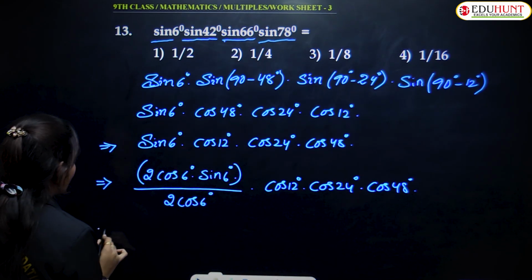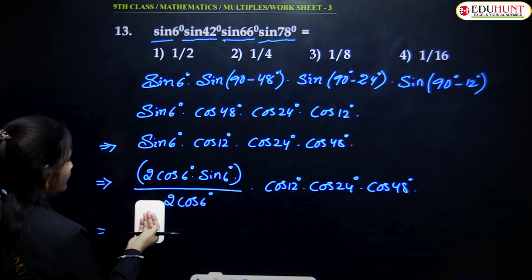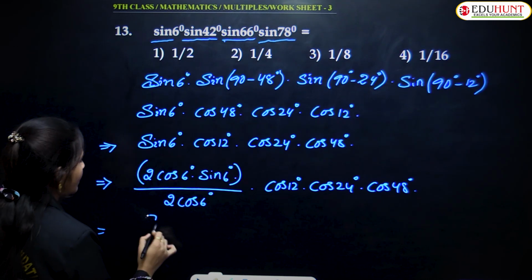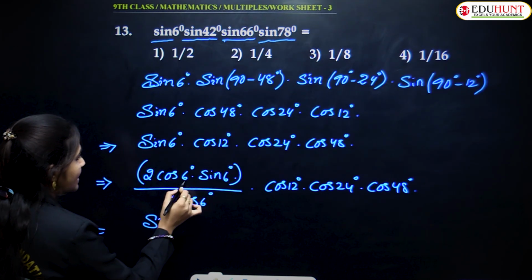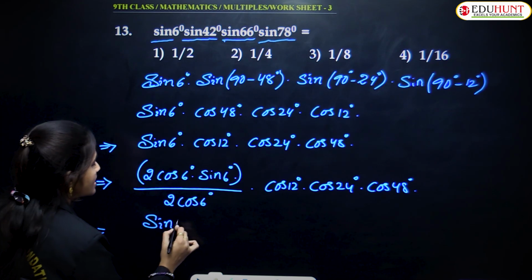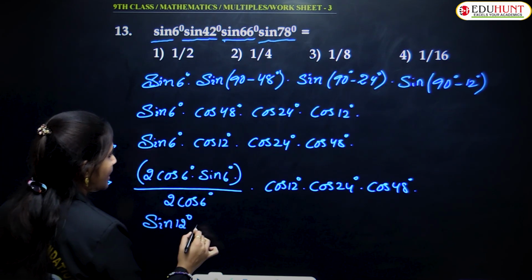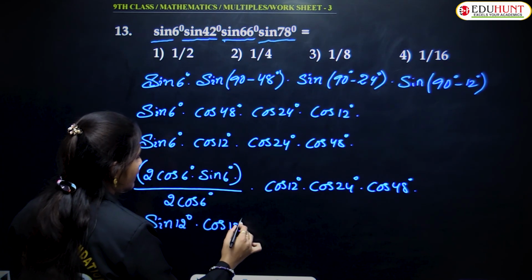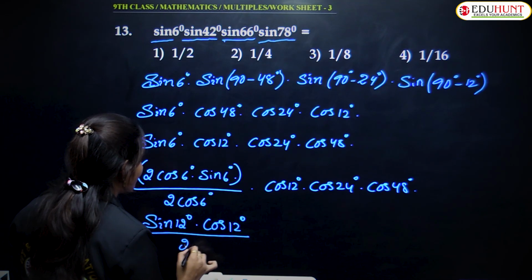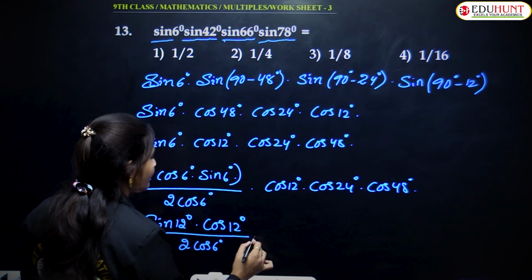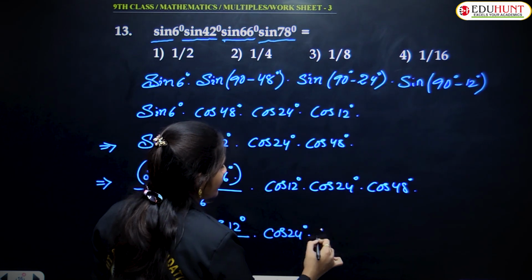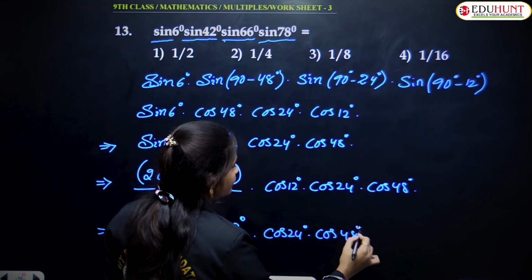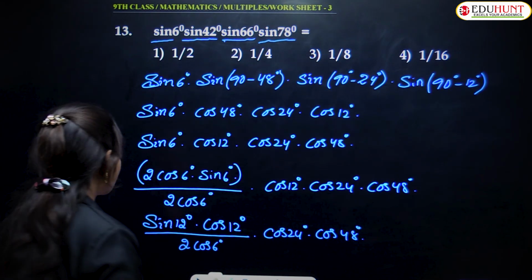Now this one is 2 sin theta cos theta, so sin 2 theta. Here theta is 6, so 2 into 6 is 12: sin 12 degrees into cos 12 degrees whole by 2 cos 6 degrees, into the leftover ones cos 24 degrees into cos 48 degrees. Am I clear? Yes.